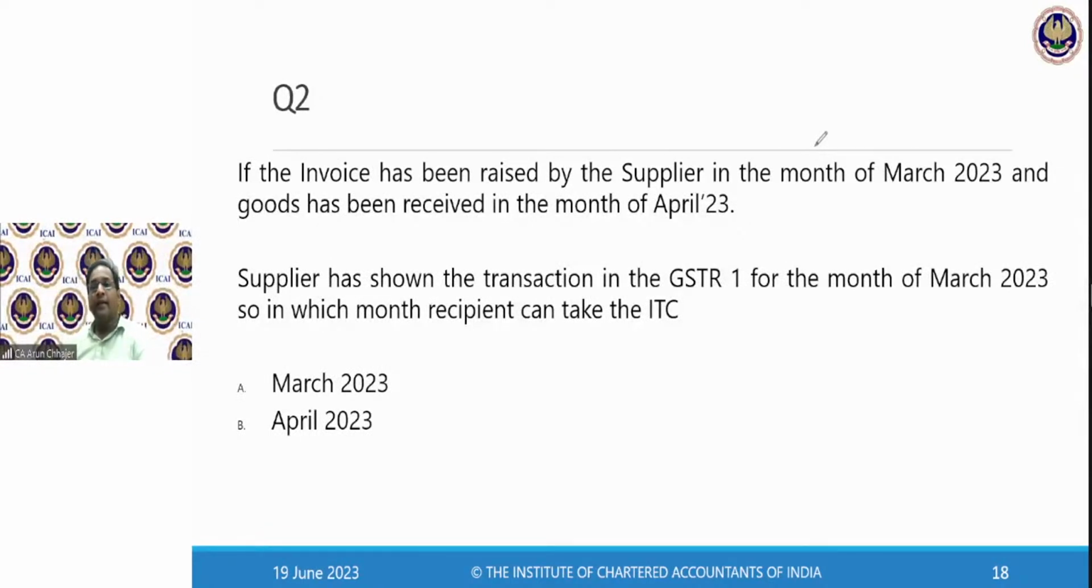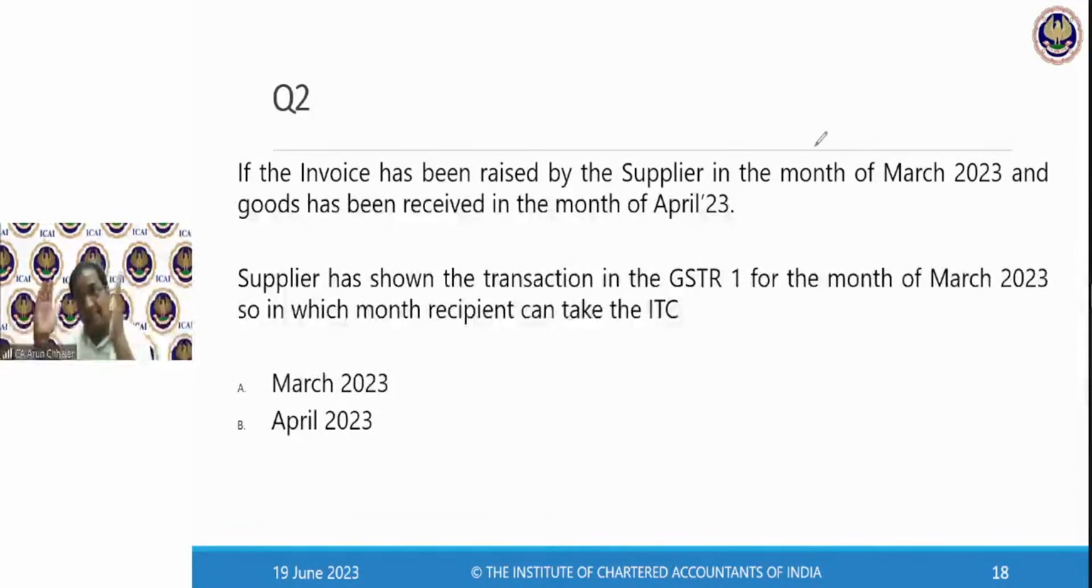You gave me a good answer. Question: is it required that the ITC should appear in the same month in the GSTR-2B? Answer is no, because let us take this example: he would be able to take ITC, or he is eligible to take the ITC, in the month of April only. Then will the transaction appear in the April 2B also? No, it will appear in the March 2B.